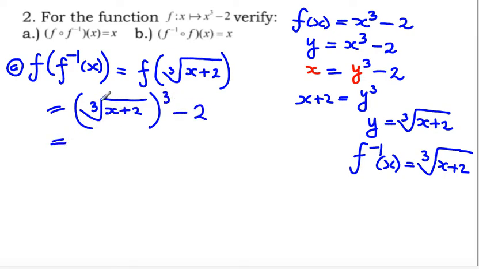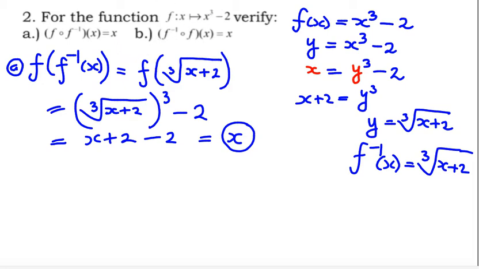So now easily you see that cube root and cubed are just opposite operations, so they cancel out and you will end up with just x plus 2 from this bracket operation, and you still have this subtraction by 2 as well. So in the end, x plus 2 minus 2, you will end up with x. So then it is verified on question A.